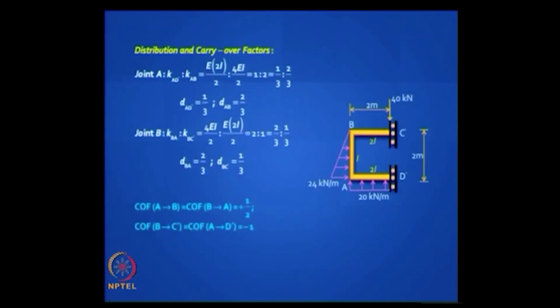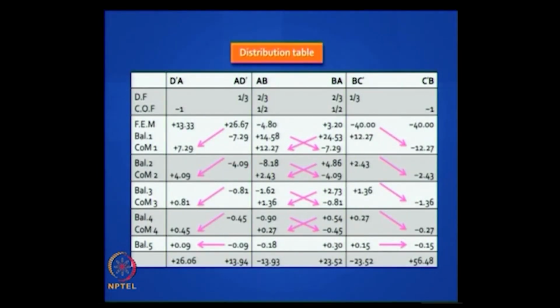Okay. Then the distribution factors are easy to calculate. I think by now you are taking advantage of all the modified stiffnesses. Remember, there are only 3 magic numbers to remember. 4 EI by L is very normal, 3 EI by L is if you have a hinge support at the extreme end, and EI by L is when you have a guided fixed support. Is it clear? So you can work out these, and you can work out your carryover factors, do your table.